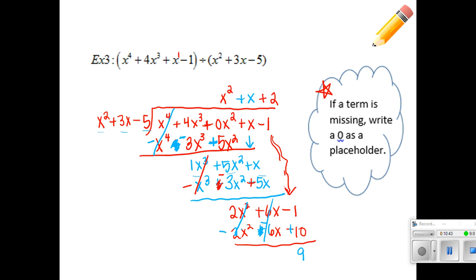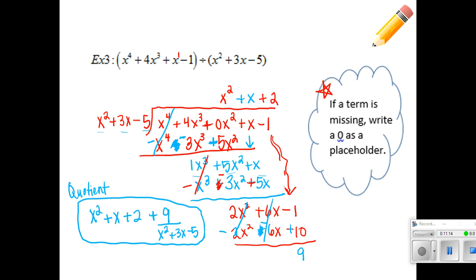Now, how do I know not to go any further? Well, x squared times 0 is 9. So if I have to say times 0 to get this, I can't go any further. So that's when I have to stop. So the quotient would be x squared plus x plus 2 plus your remainder divided by what you're dividing by, x squared plus 3x minus 5.